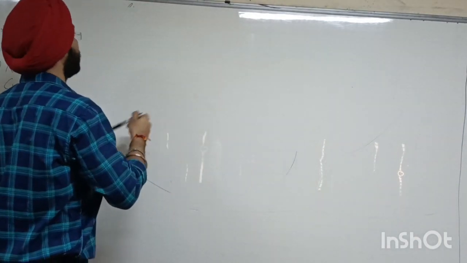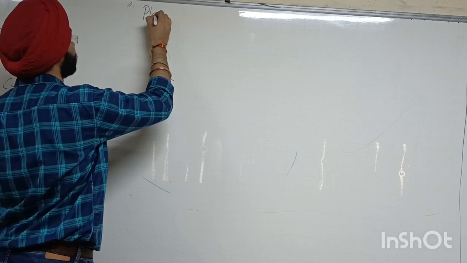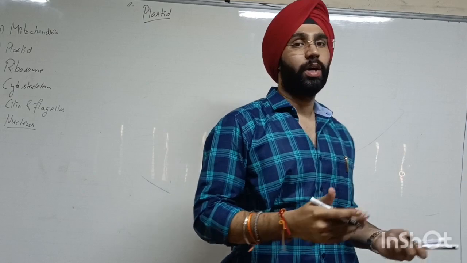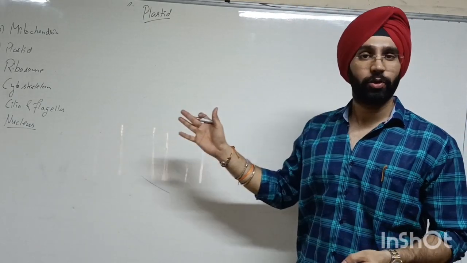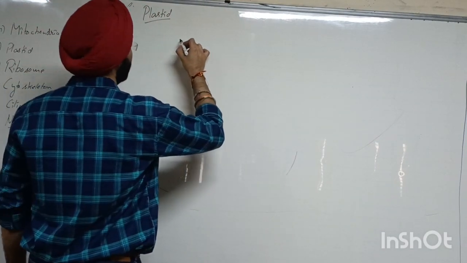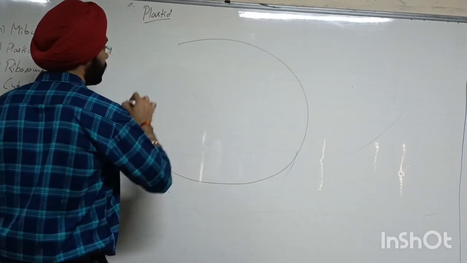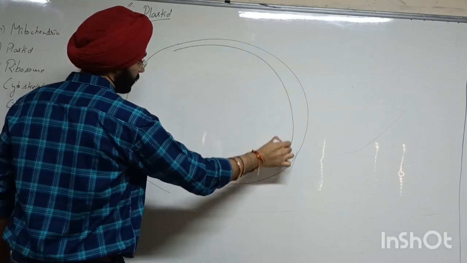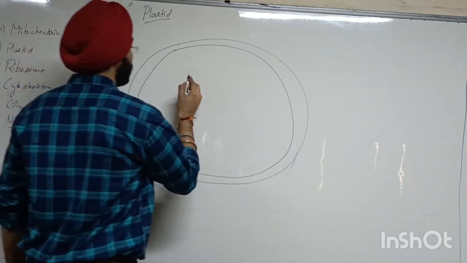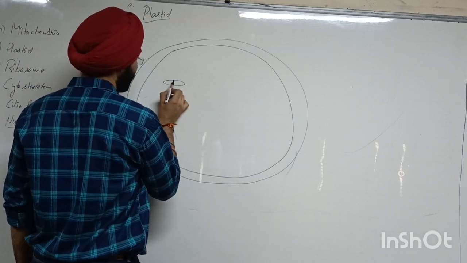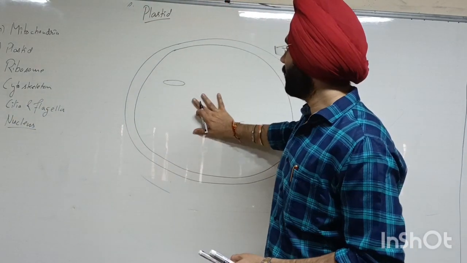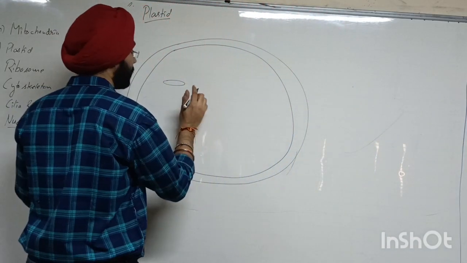Now the next topic is plastid. Okay, so what is plastid? Plastid is also a double membranous structure like the mitochondria we just understood. So let me make a basic diagram of plastid. Plastid is basically of three types. And what I am making is the structure of chloroplast.